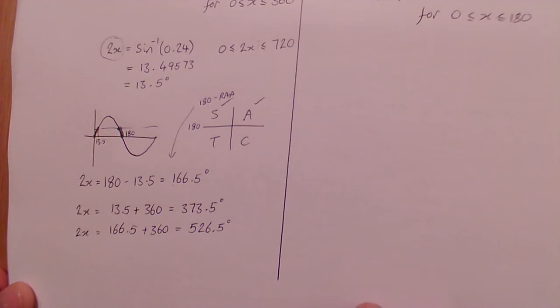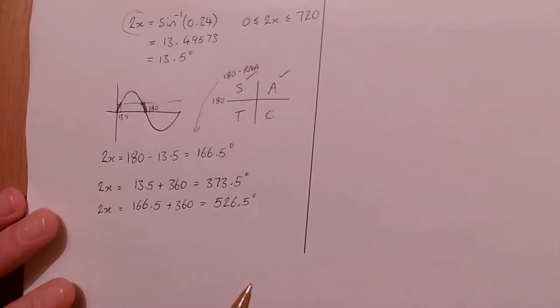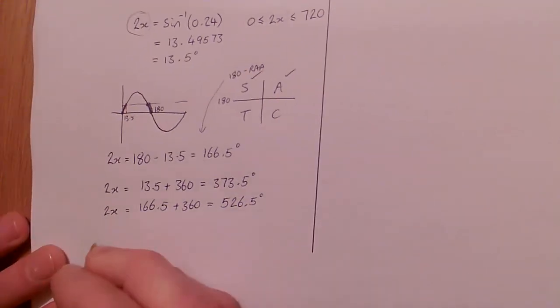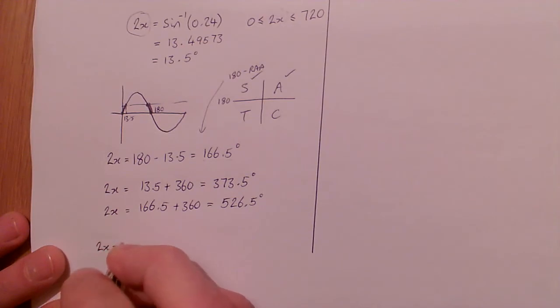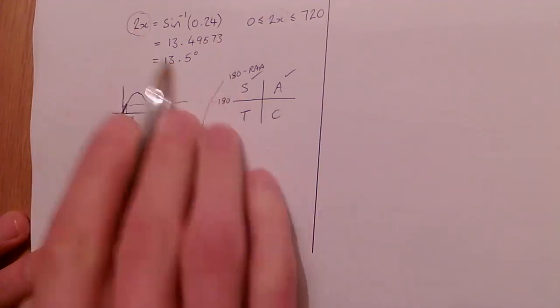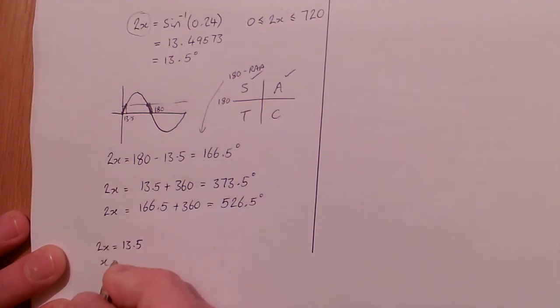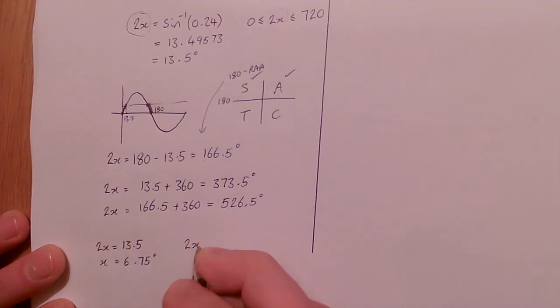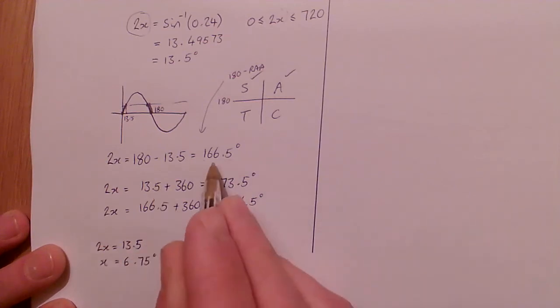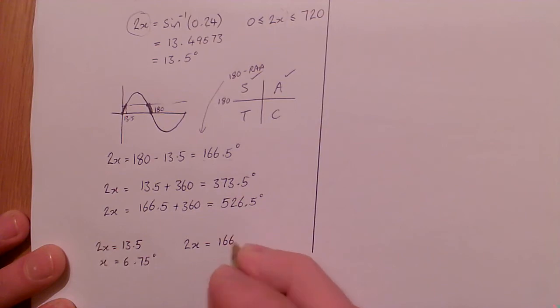But these are all given as 2x, but we are solving for x. So our final step is to go, well, 2x was equal to 13.5. Up here, 2x equaled 13.5. So x equals 6.75 degrees. And we need to do that for each of the angles that we found. So 2x could equal 166.5. So in that case, our x equals 83.25 degrees.